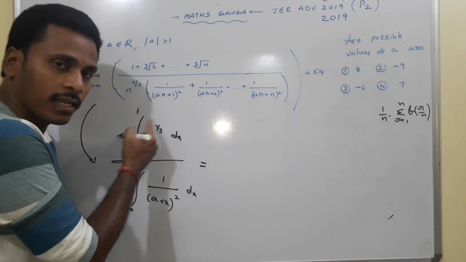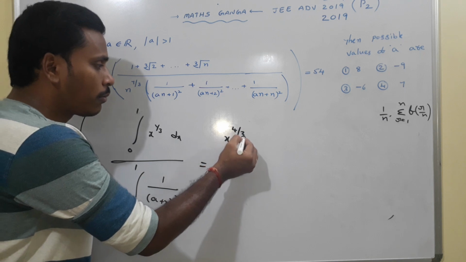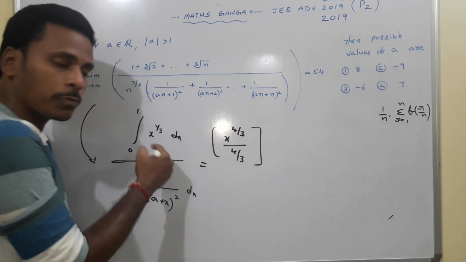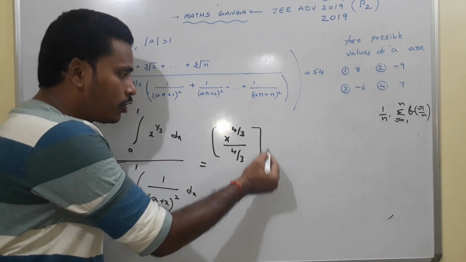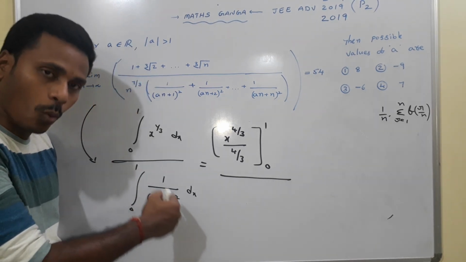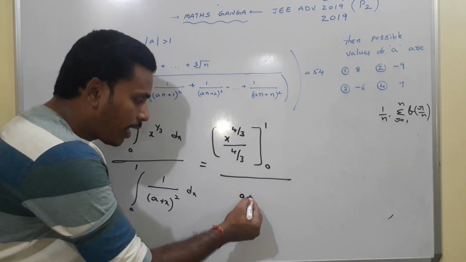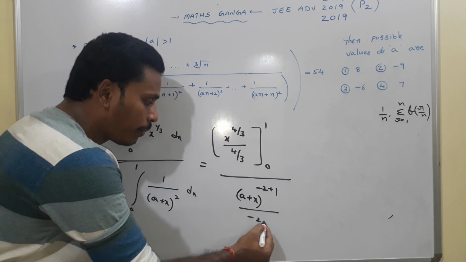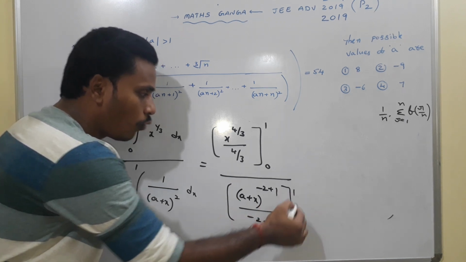Now, coming to the calculation of integrals, the numerator is the integral from 0 to 1 of x^(1/3) dx. It can be written as x^(1/3 + 1) divided by (1/3 + 1), which is nothing but 4/3, with the limits 0 to 1. As well as in the denominator, this is 1/(a + x)^2, that is (a + x)^(-2). We will write it as (a + x)^(-2 + 1) divided by (-2 + 1), with the limits 0 to 1.